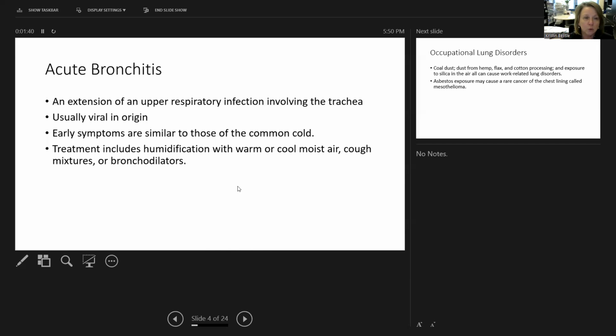Acute bronchitis. And the reason why I have this slide here today is because there's two bronchitis. There's an acute and a chronic. COPD is caused by chronic bronchitis or emphysema, but acute bronchitis is an extension of upper respiratory infection, usually viral. It usually has symptoms of the common cold in the beginning, but we can do bronchodilators, cough medicines, humidification, warm or cool, whichever is preferred.